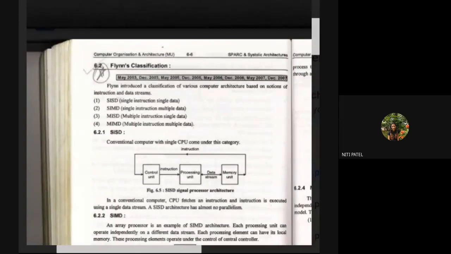Now, what do you understand by single instruction, single data? At a time, only one instruction will be executed, and there will be only single data. That means only single data stream on which the instruction will flow.